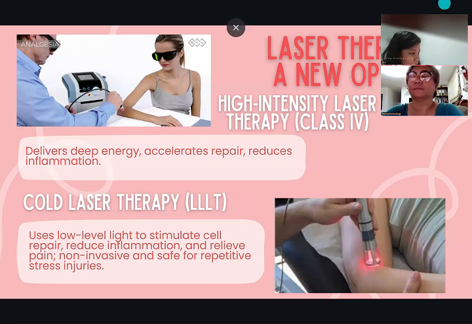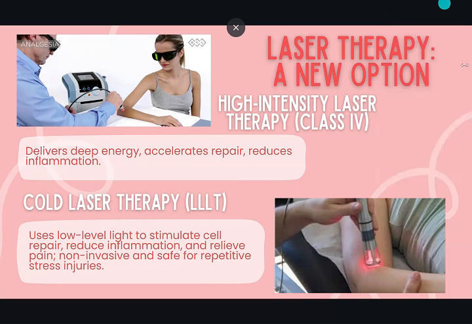Okay, sorry for the technical issue. So here we have laser therapy. These are new options for treatment for tennis elbow. We have the high intensity laser therapy, that's the class 4. It delivers deep energy, accelerates repair, and reduces inflammation.